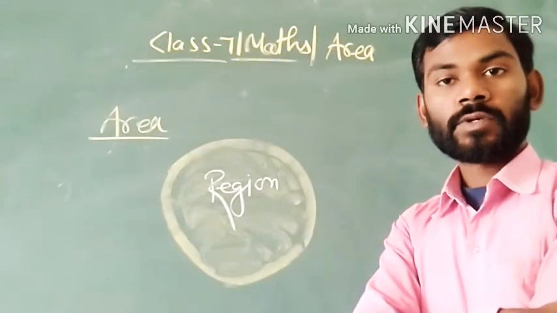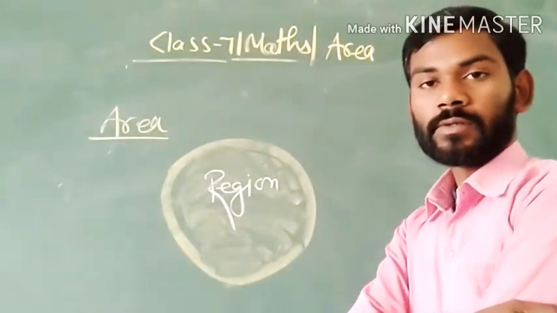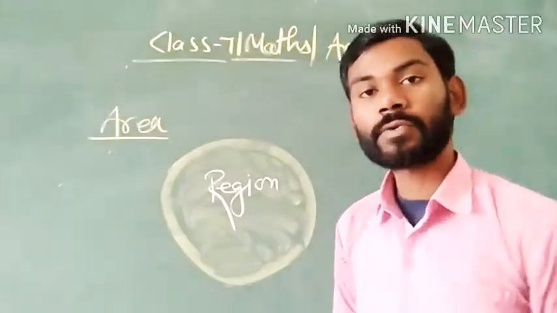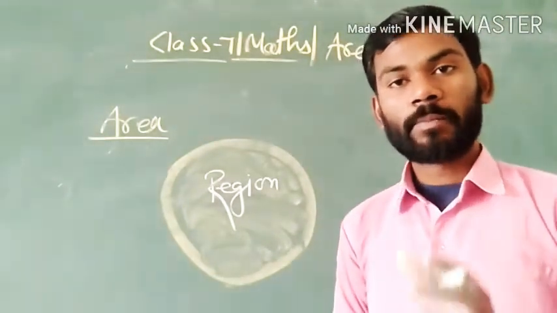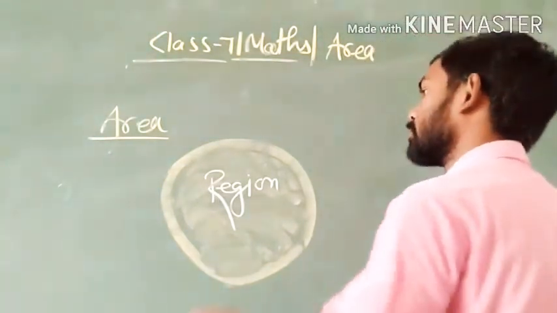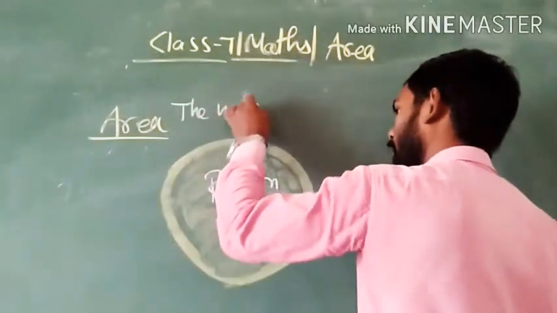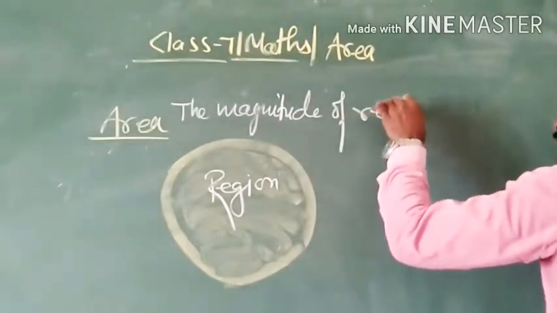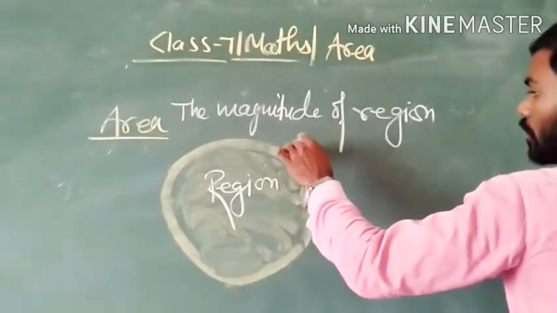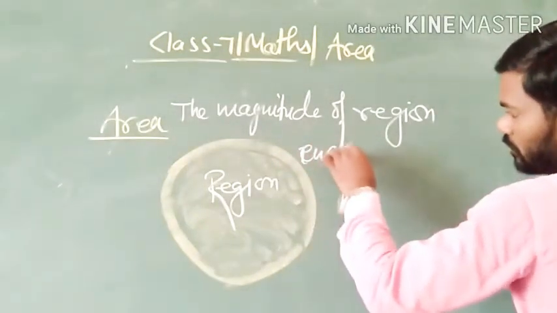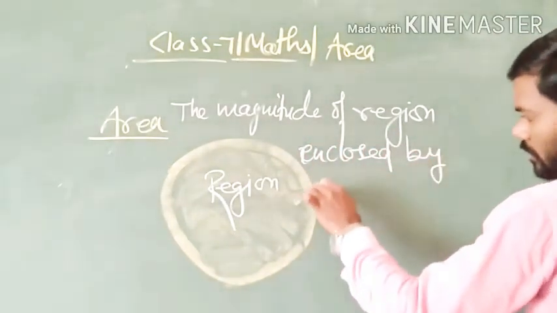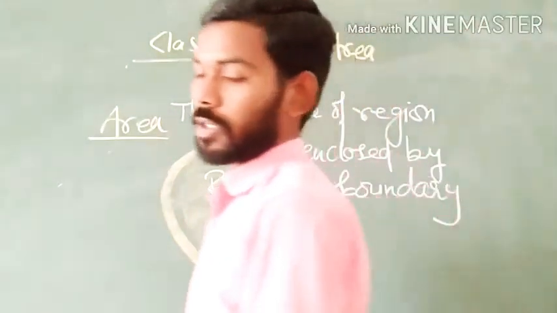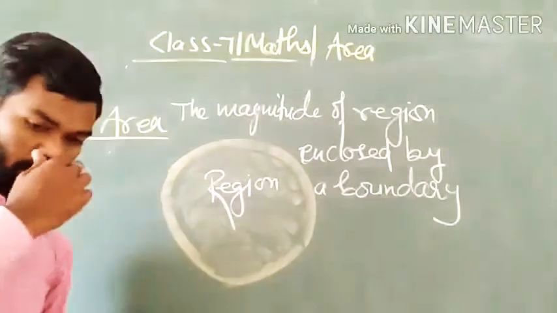Okay. So here we conclude the definition of area: we say that the magnitude of the region enclosed by a boundary, or by a closed curve, is called area. So this is called area.